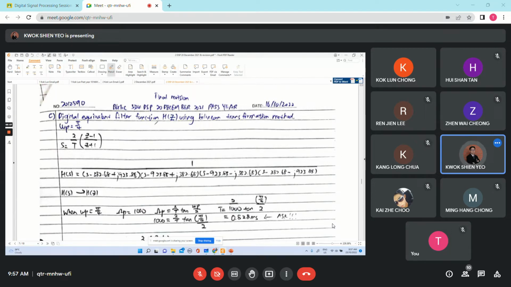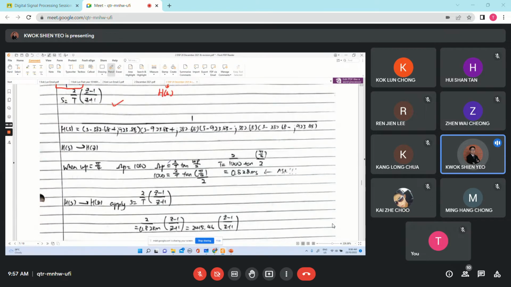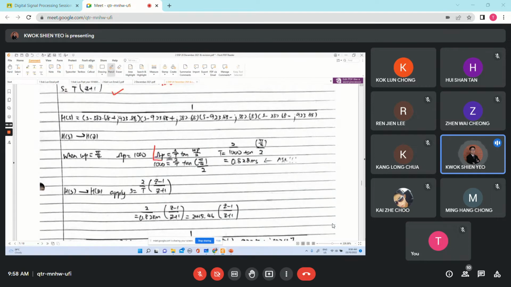Digital equivalent filter. So this is the bilinear transformation, from Hz to Hs, right? So you are using the bilinear transformation, and then you have omega p equals pi divided by 4. So this one, you need to use this already. So this one is pi divided by 4.